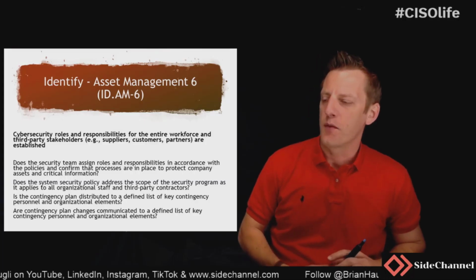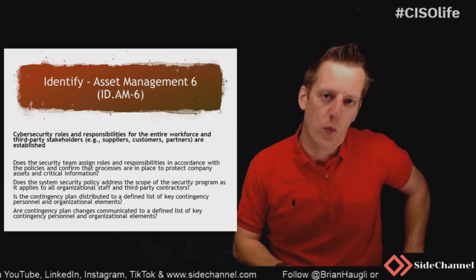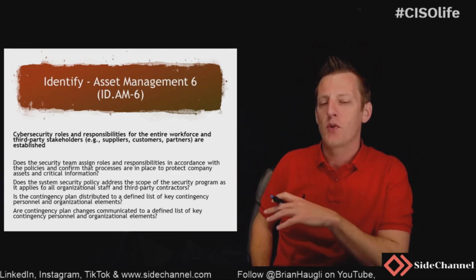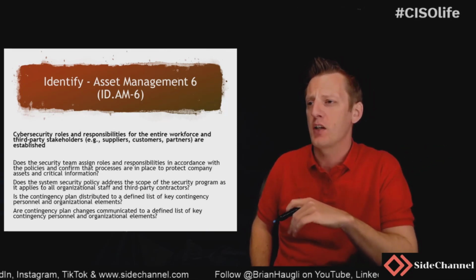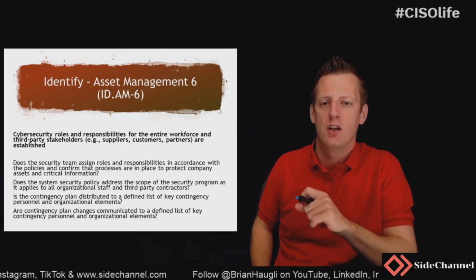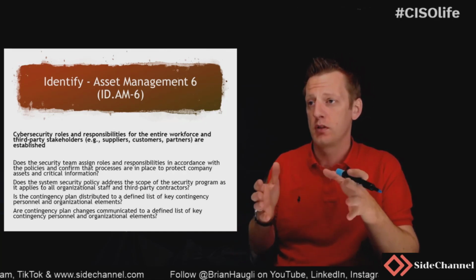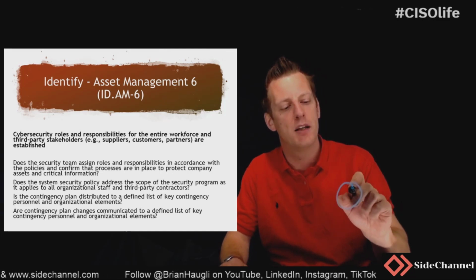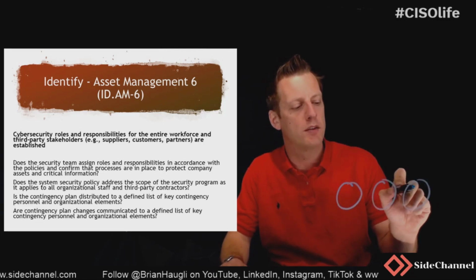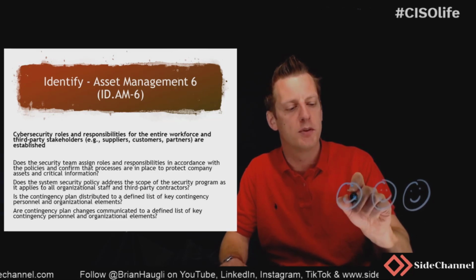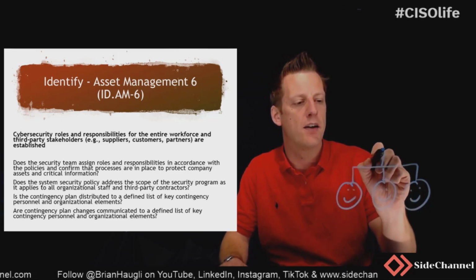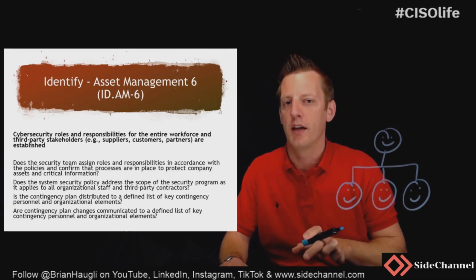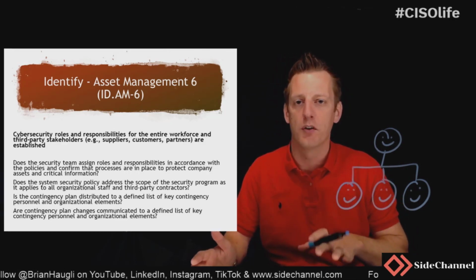Control number 6 in this subfamily, I believe, is actually a new one for version 1.1 in the NIST CSF. And it reads, cybersecurity roles and responsibilities for the entire workforce and third-party stakeholders are established. I think we're really looking now more towards the individuals. So up till this date, we've been talking about systems and applications. But as we have folks working inside of our organization, we need to be able to ensure that they have the roles and responsibilities understood and at least defined. So understanding can come later.